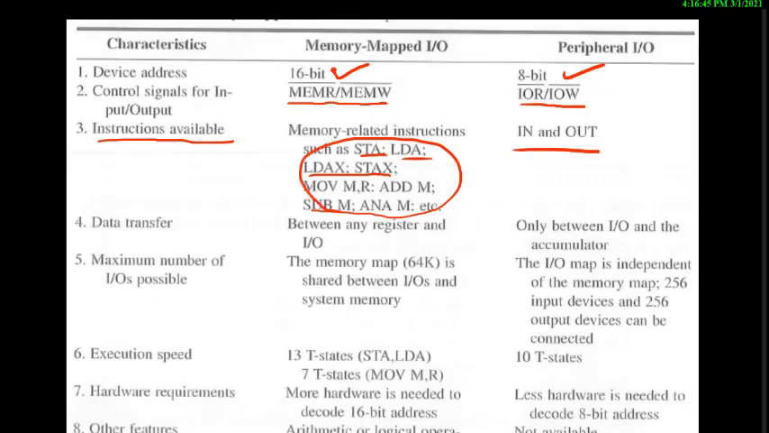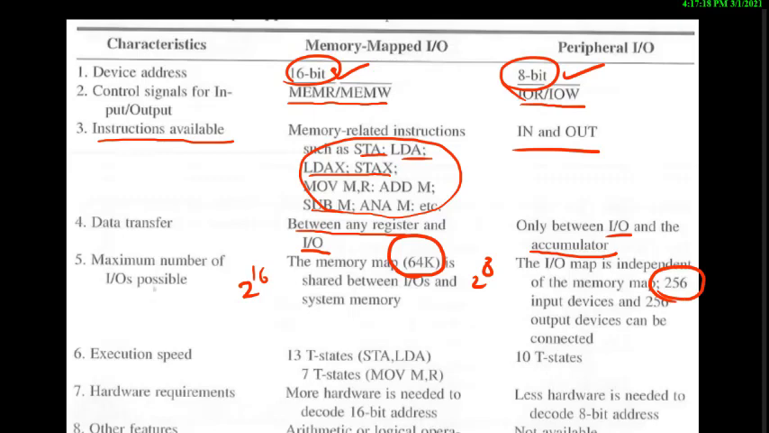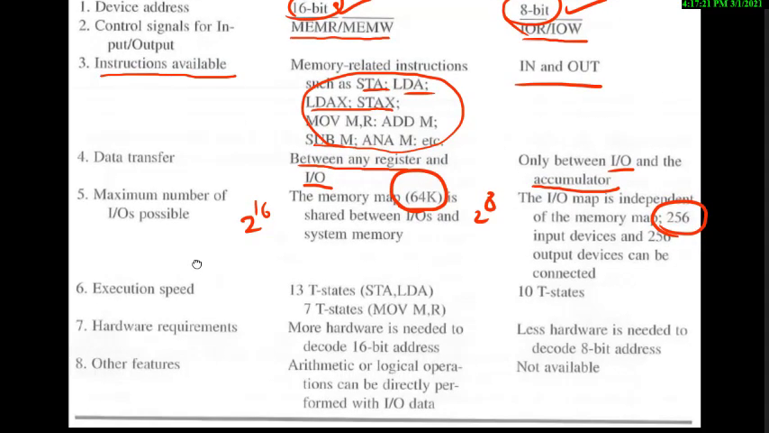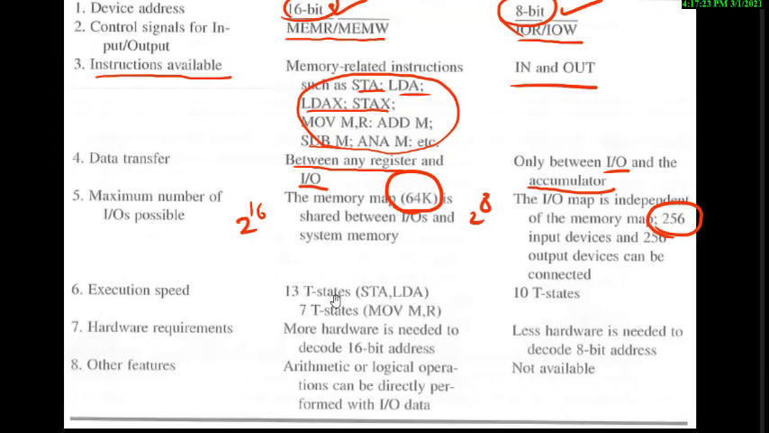So many instructions are available for memory related operations, but in case of peripheral we only have IN and OUT instructions. Regarding data transfer, with memory mapped input output, data transfer can be between any register and the input output, while for peripheral it can be only between input output and register A, not any other register. The maximum number of input output devices, because we are using 16 bits, is 2^16, around 64K. In case of peripheral, because it is 8 bit, we have 2^8, which is 256 input devices.